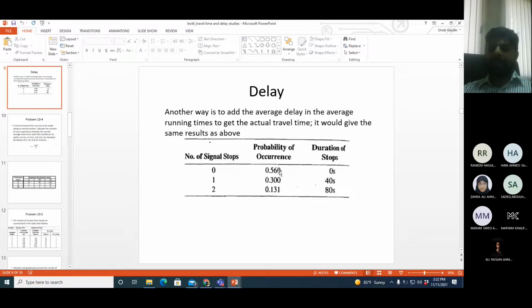Okay, so what we did in this example, I multiplied the probability with the duration. So 0.569 into 0, 0.3 into 40, 0.131 into 80, and then I added them. If you just add this column, you will always get 1. So the correct statement would be: average delay is a summation of the product of probability with the duration of delay. That's a summation of not only probability but the product of probability and the duration of delay. And this is what we did in this example as well.